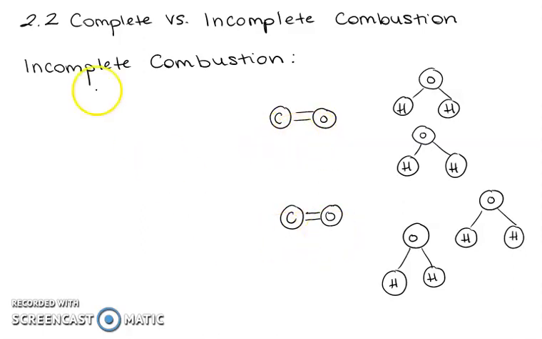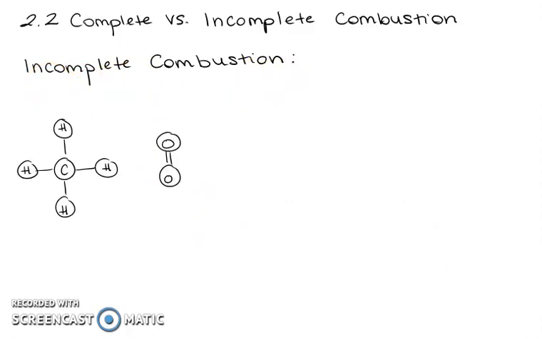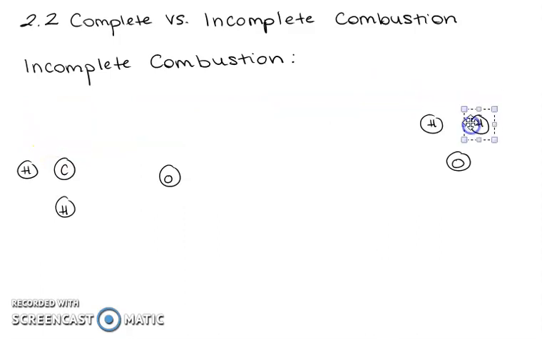There's another way we can have incomplete combustion. Let's look at this reaction. We have one molecule of methane for every one molecule of oxygen. What do you think the products are going to be? Okay, so as with any combustion reaction, we want to make water first. So I make my first water.